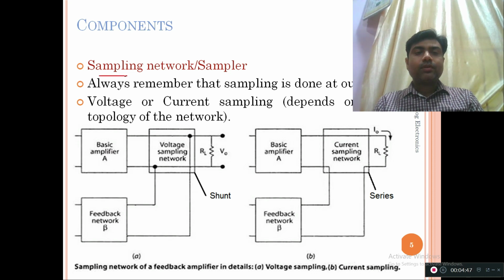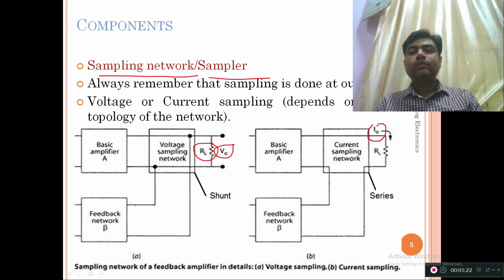First we are going to study the sampling network, which is the sampler. The sampling network or sampler is always at the output side, and we are interested in this sampling network because either we can sample the voltage or we can sample the current, and the sampling is done across RL. So whatever output is present here, either it can be voltage or it can be in the form of current. So we are interested in sampling the voltage or sampling the current. Now, depending upon the topology of the network, voltage or current may be sampled. Now, you can see that here I have written shunt and here I have written series.